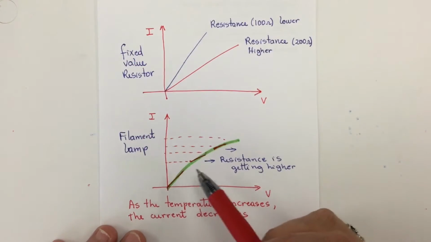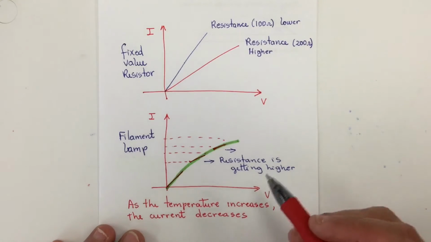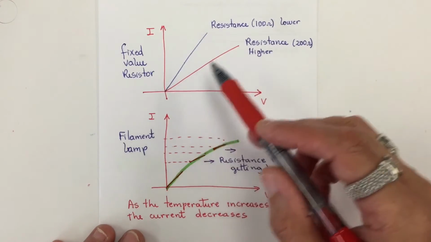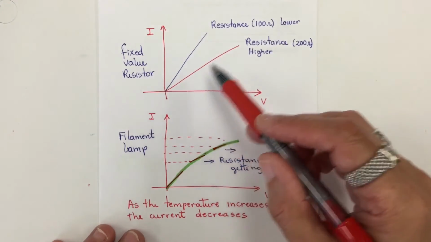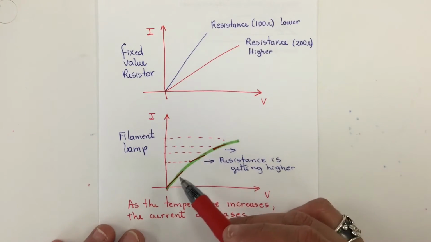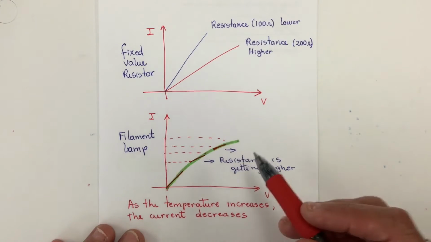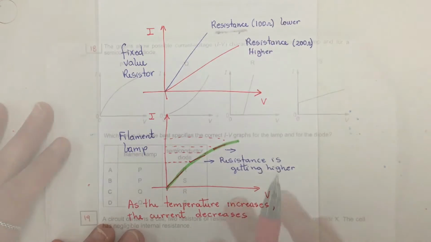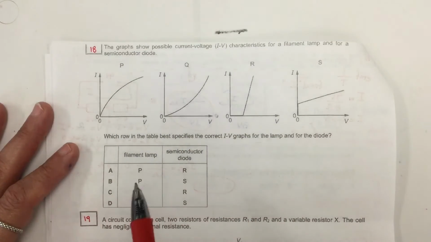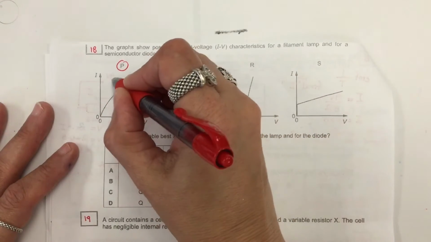As you see, the gradient of an I-V graph is the resistance. In this case it is fixed, because the gradient is the same at every point of this line or this line. But this one is changing, it is a curve. So the resistance of a filament changes with the temperature. From this selection, the graph that best represents the filament lamp is P.